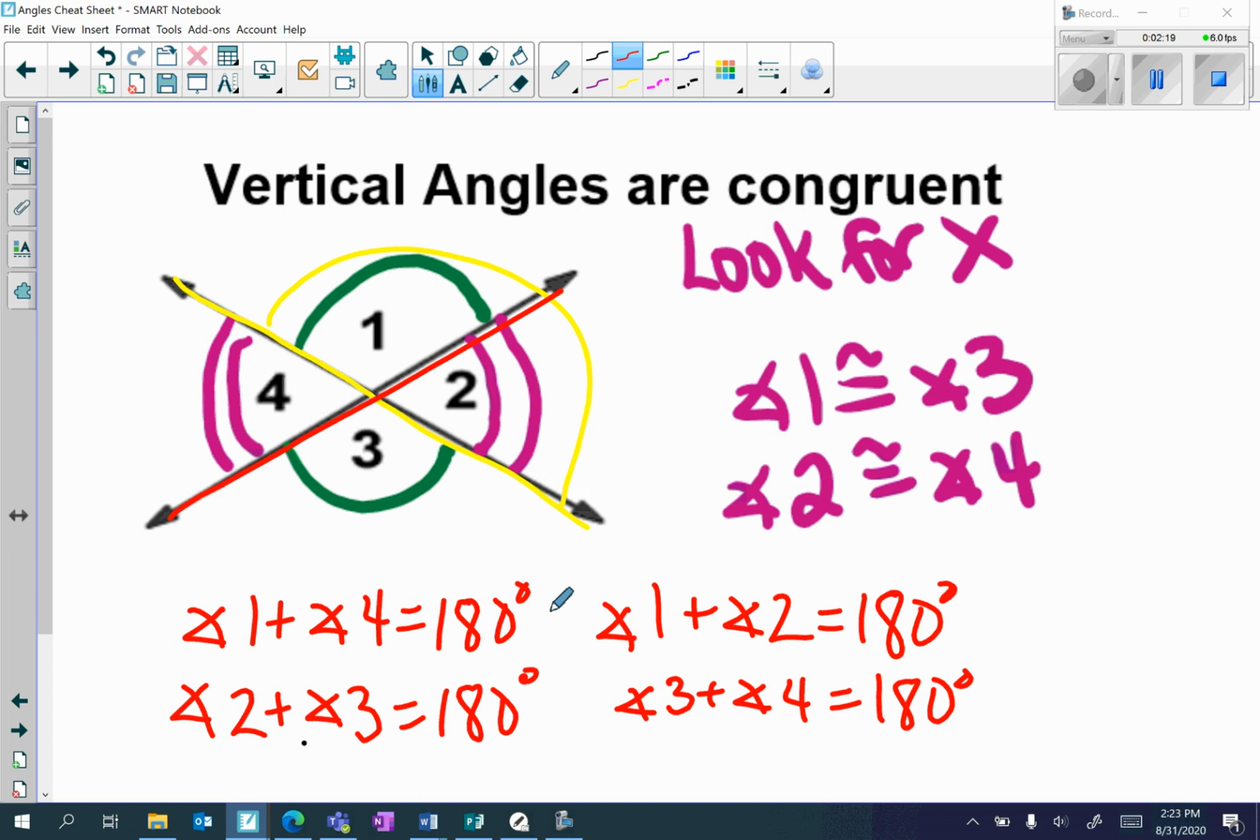So be aware that when there's an X, we have vertical angles. Angles that are across from each other are congruent. And if there's a straight line, angles that are adjacent or next to each other add up to 180 degrees. They are supplementary.